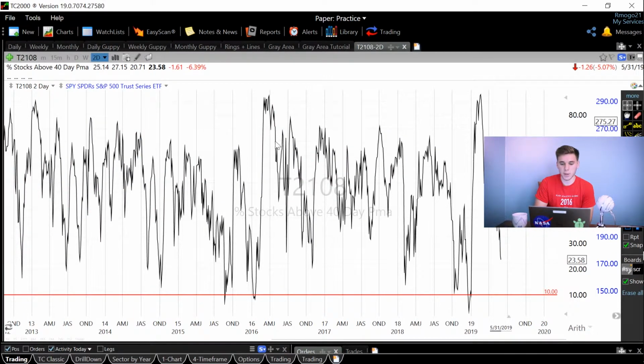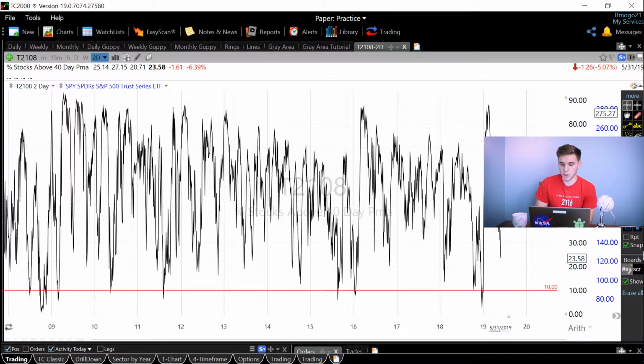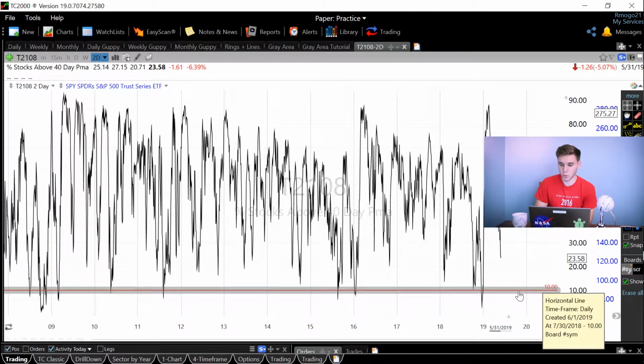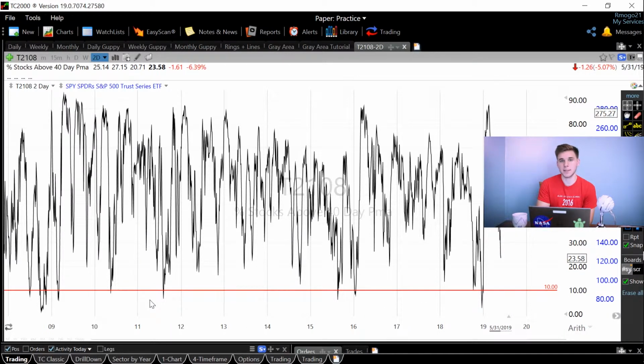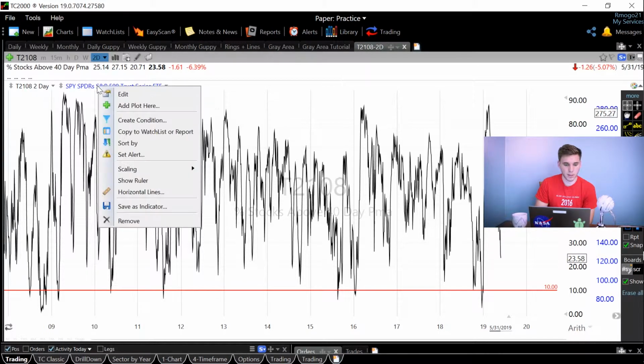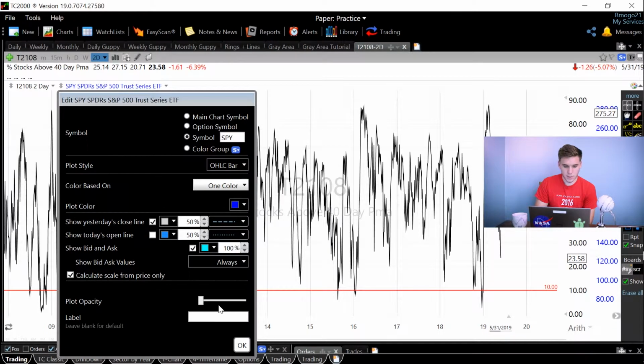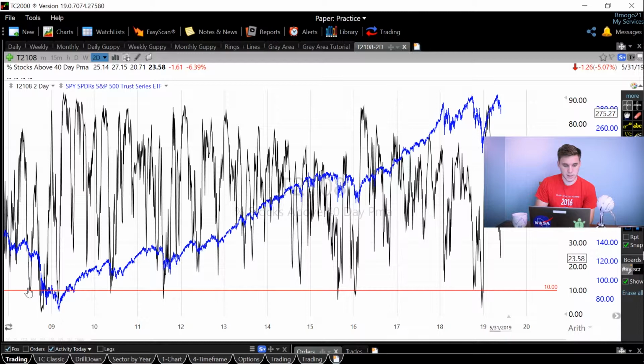On any given day, it will show that percentage of stocks, and you can see that it doesn't really look like much. It just goes up and down with no clear trend. But what I want you to do is add a 10% horizontal line right here and pay attention to that line. Next, you should add one of the indexes. I chose the SPY, so we're gonna boost this opacity right here. And this goes back from 2009, the very end of the stock market crash, all the way to the present.